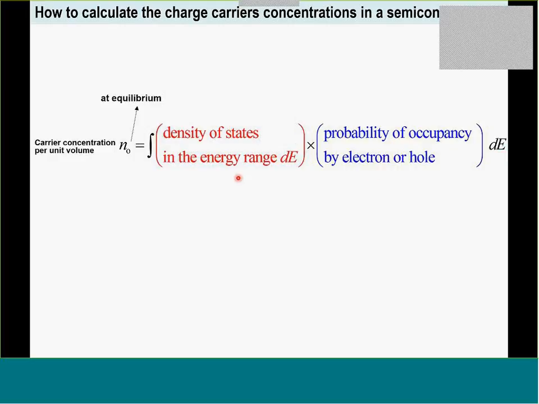And the density of states is the number of energy states per unit volume. Of course, the word density should have come into your mind. It must be something per unit volume, isn't it? Or in short, you can have it in the form of density of states. The symbol is N(E), and the probability of occupancy is F as a function of E.